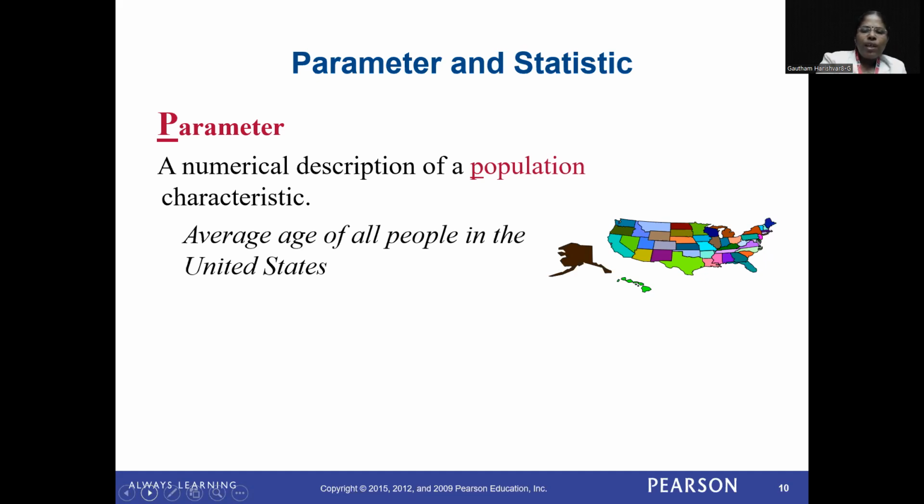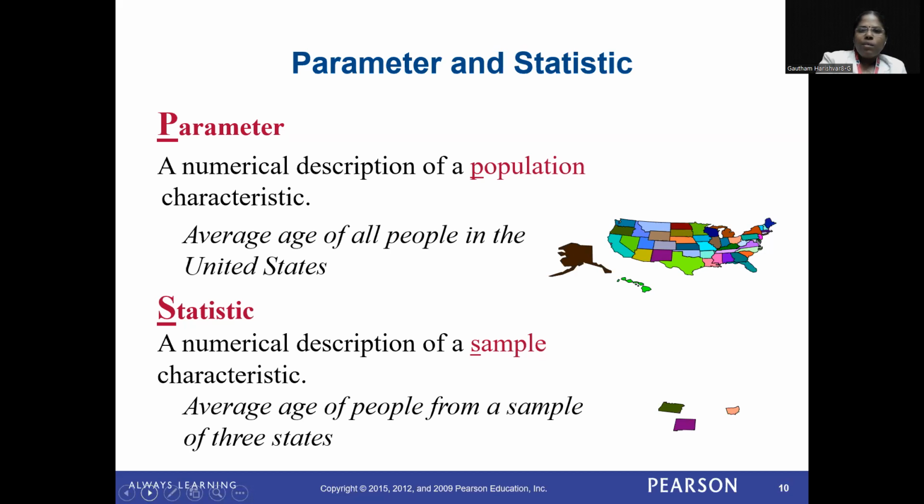The example for a parameter is the average age of all people in the United States. Please note the word "all". The average age of all people is the numerical description, so this example denotes the parameter. The next thing is statistics. This is a numerical description of a sample characteristic. I already told you, the letter S for sample. You will never forget this definition.